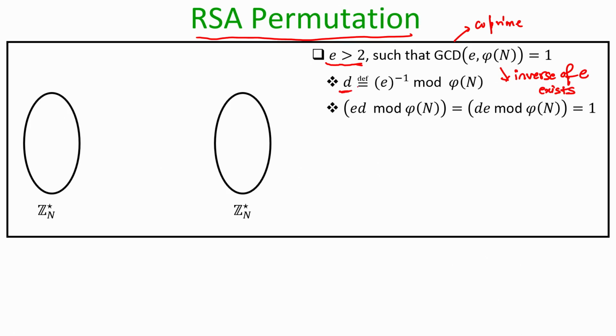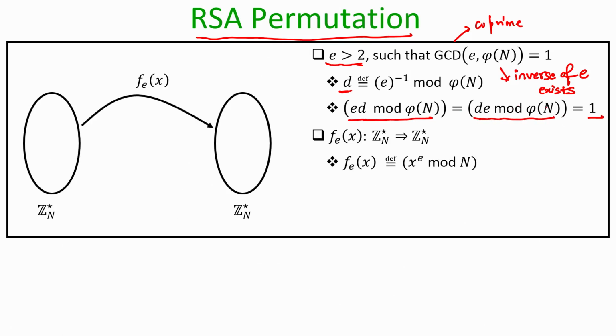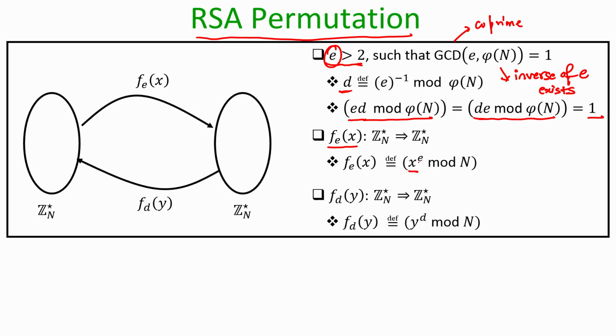So, if d is the inverse of e, then we have the property that e times d modulo phi of n is 1, and since d is the inverse of e, the other way around, e is the inverse of d. That means I can say that even d times e modulo phi of n is 1. Now, the way we define this RSA permutation is as follows. We have a function from Z n star to Z n star operated with respect to this exponent e, and if you want to compute the value of this function on the input x, then you basically compute x to the power e modulo n, namely the eth power of x modulo n.